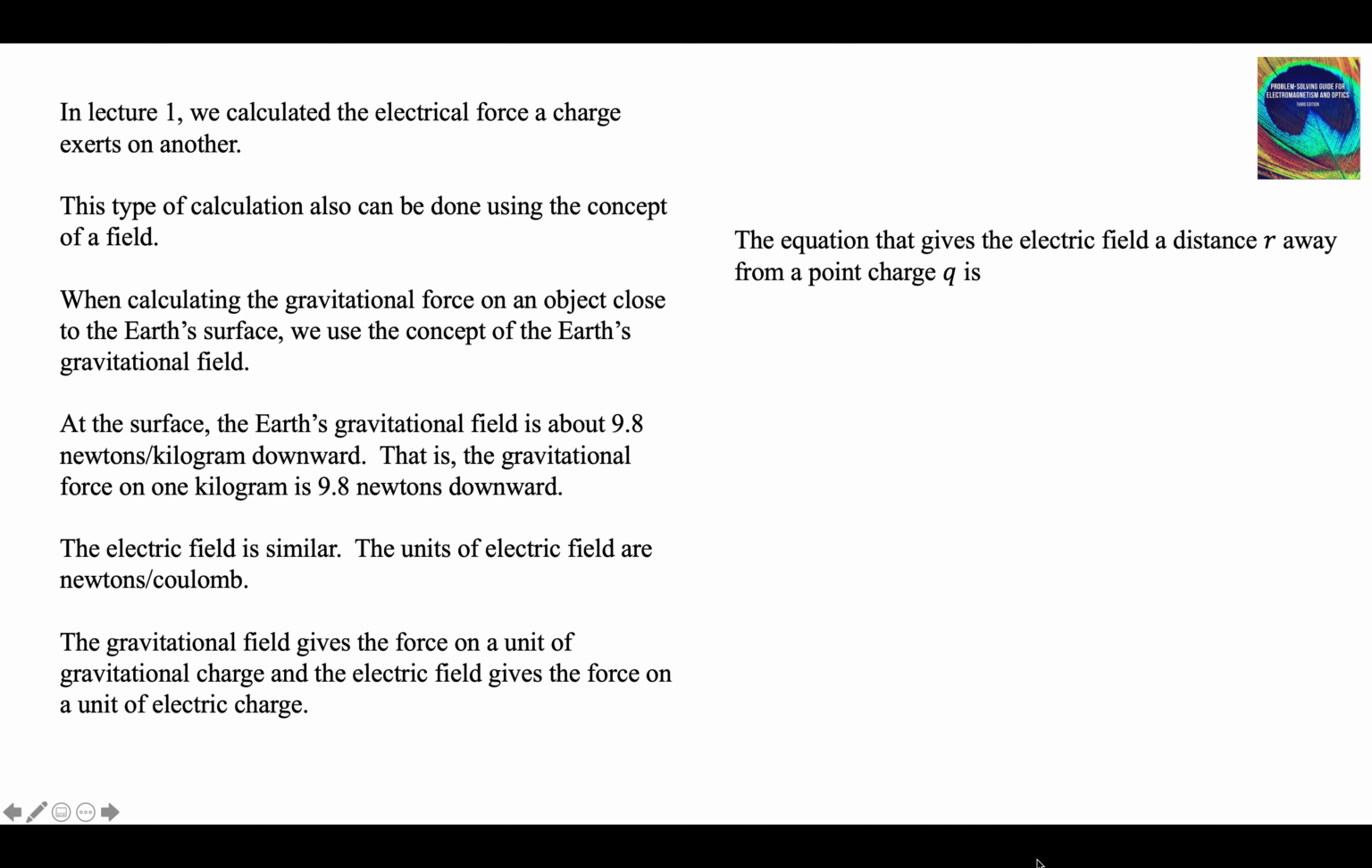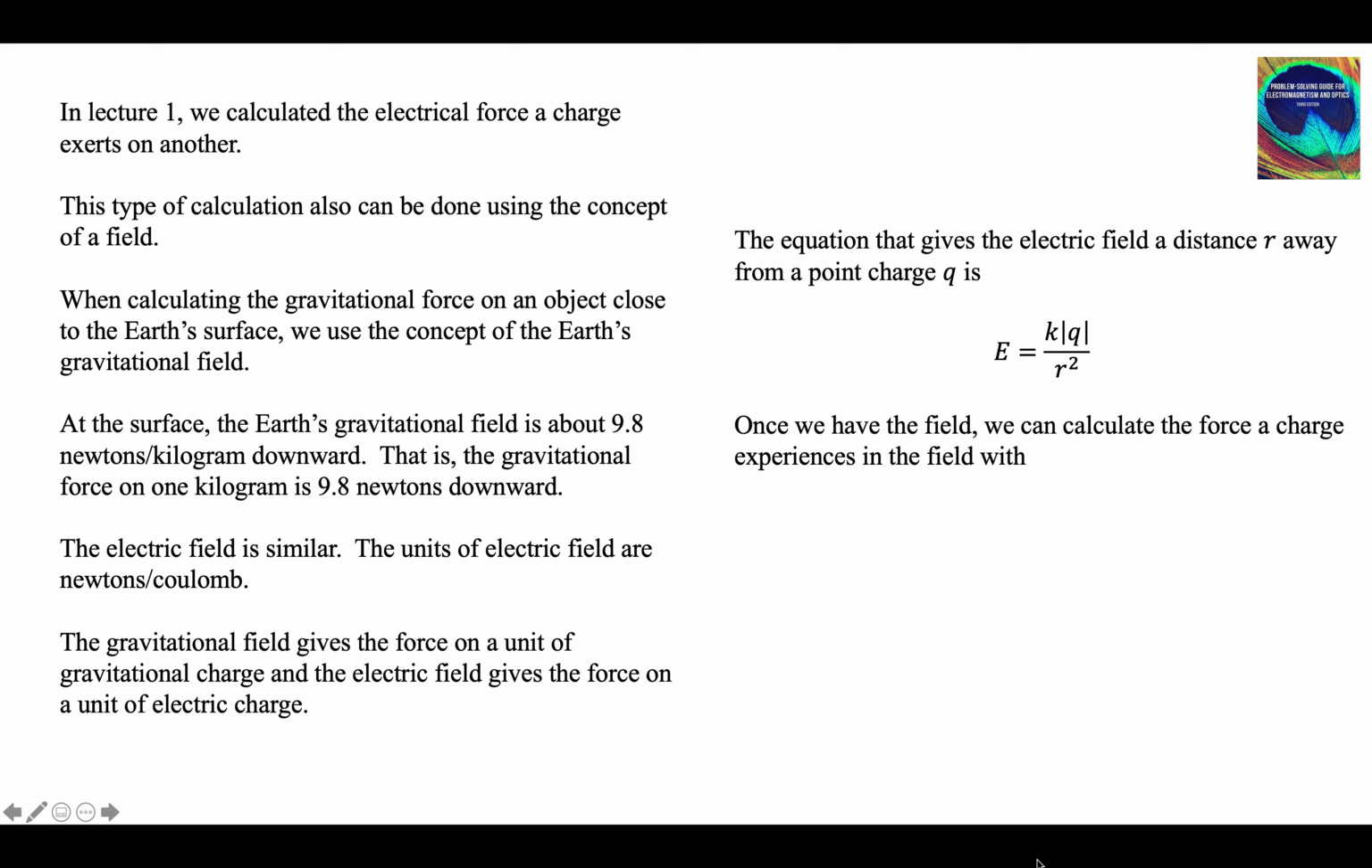The equation that gives the electric field a distance r away from a point charge q is E equals kq over r squared. That's the magnitude of the field, a distance r away from a point charge q. Once we have the field, we can calculate the force with F equals QE. So the force on a charged particle immersed in an electric field is QE. Q is the magnitude of the charge, E is the magnitude of the field.